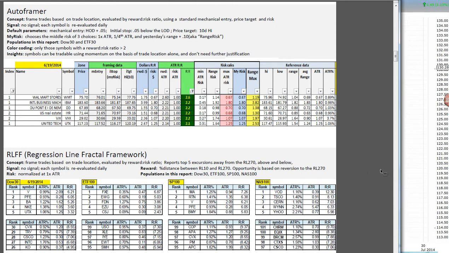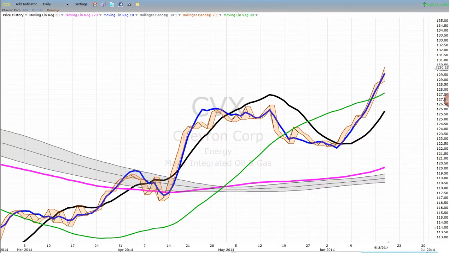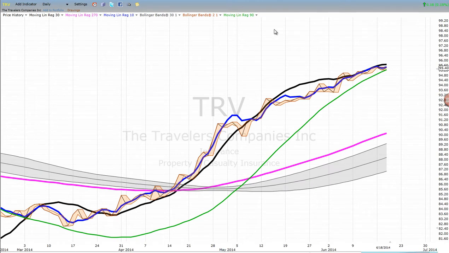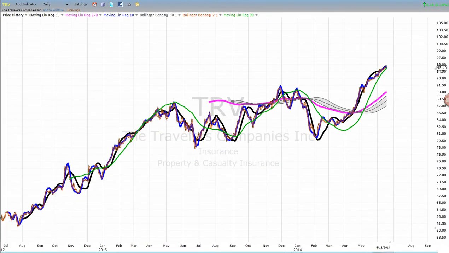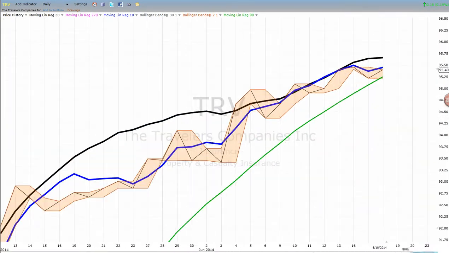So Travelers and Cisco are next. Same thing. We have a nice upward twist. This is where price, the regression lines, and the 270 crossed its own little Bollinger Band here and now to the upside. That looks favorable. And looking back through deep history, all-time new high. Have to love that.